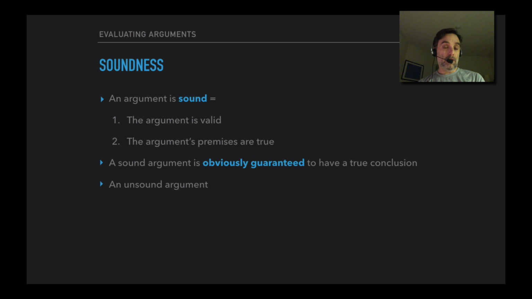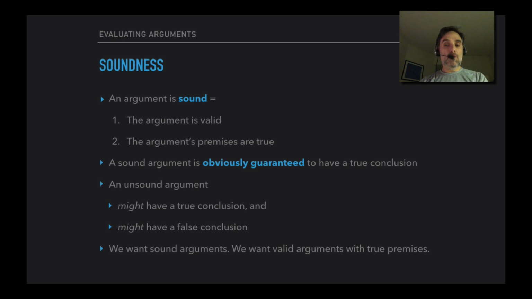An unsound argument, on the other hand, what about its conclusion? Must its conclusion be false? In fact, no. An unsound argument might have a true conclusion, and it might have a false conclusion. Those are both possibilities. The problem with an unsound argument is not that the conclusion isn't true. It's that if it's unsound, the truth isn't guaranteed, and the conclusion might be false. So it's not a good route to believing the conclusion. So what we want are sound arguments. We want valid arguments with true premises.